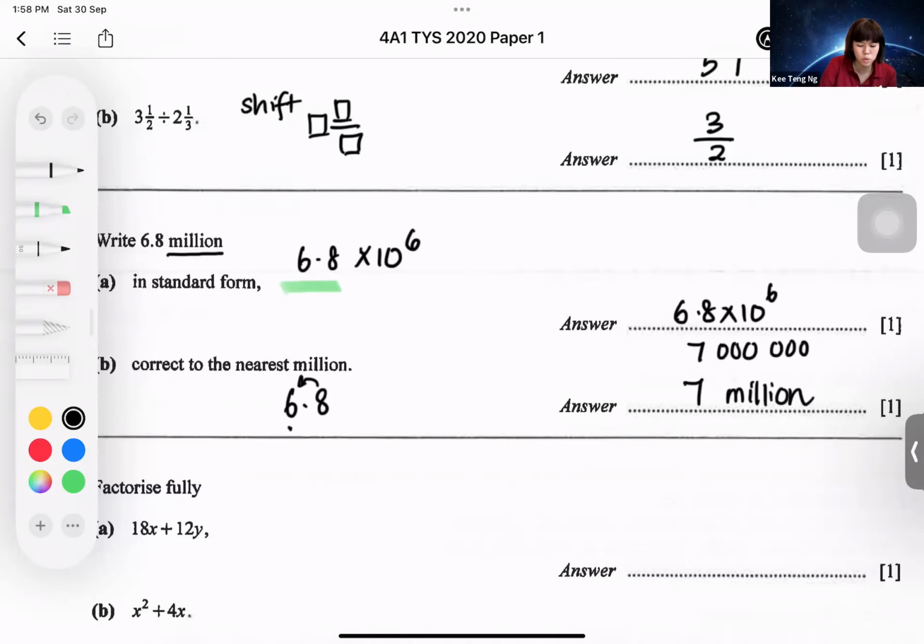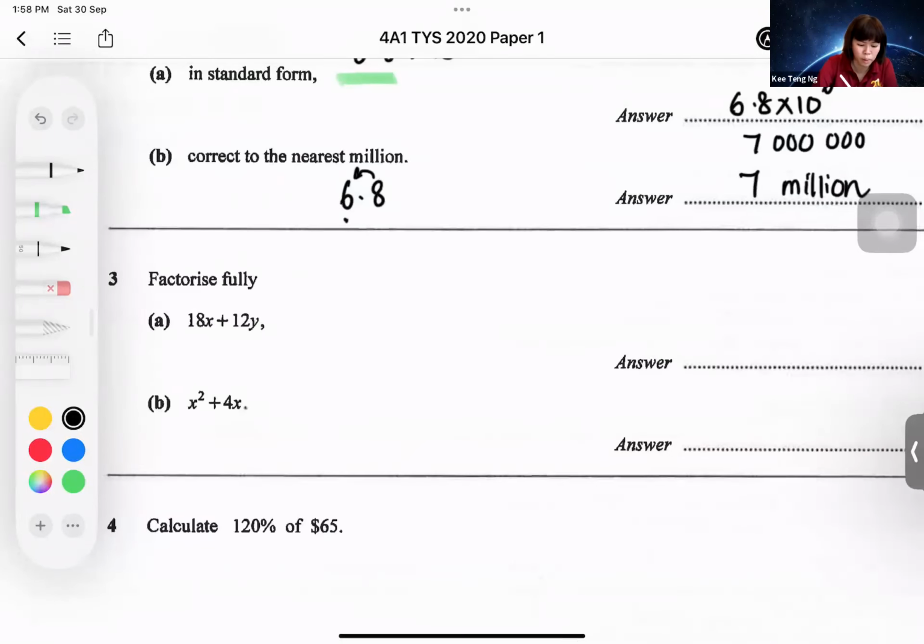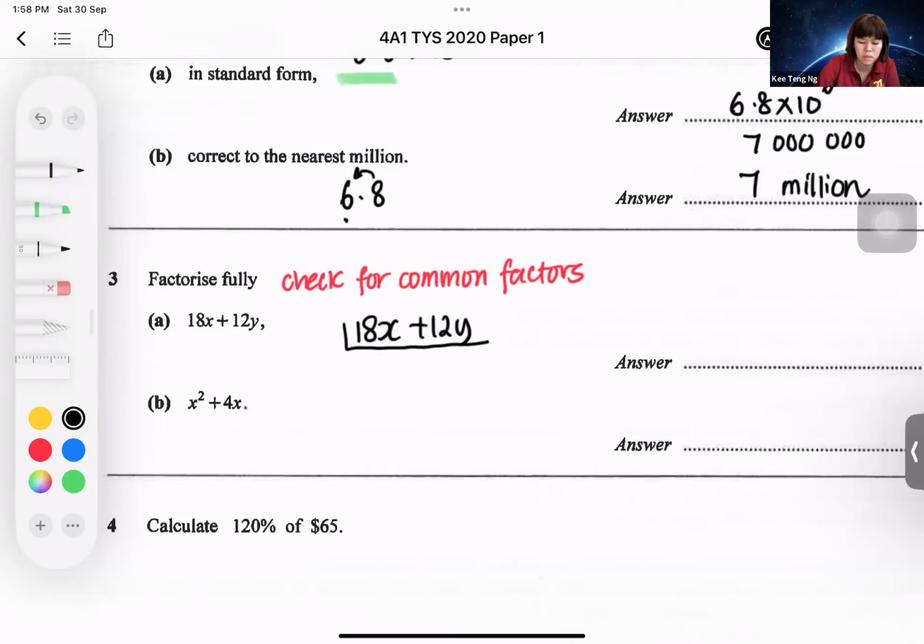Okay. Next question, factorize fully. So when we factorize this kind of question, we need to check for common factors. So for 18x plus 12y, what are the common factors? This can be divided by 2 to give you 9x, 6y. Is there any more common factor? Oh, well, I can divide by 3, 9x divided by 3 to give me 3x, 2y.